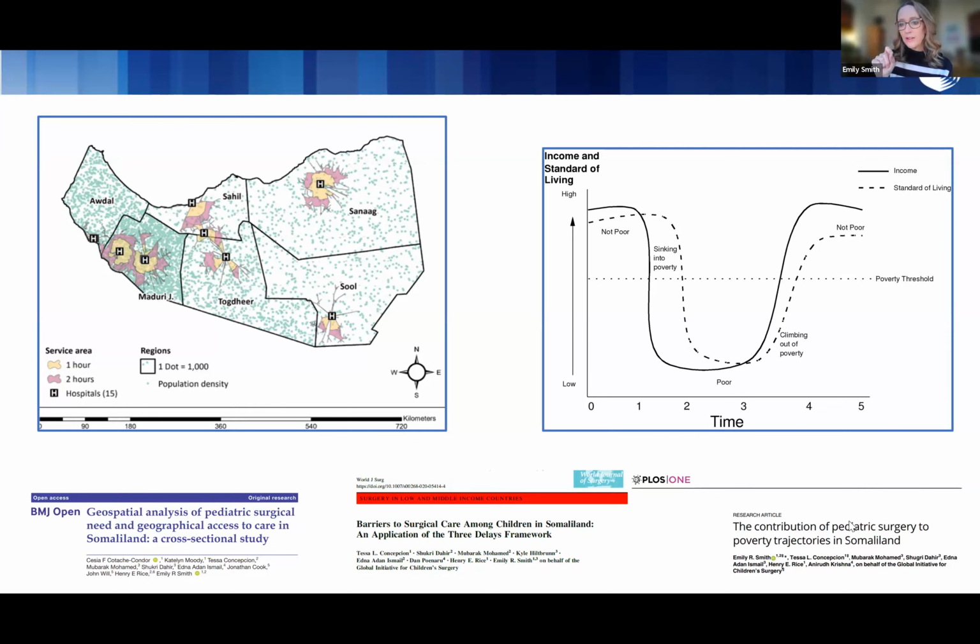Our paper found that those that sink into poverty were more likely to be families that had a child with a surgical need out of all families. I was actually surprised with this. I thought it would be the number of kids they needed to feed in the home or the baseline income, but accounting for all of that, it was having a child with a surgical need that put those families into poverty where they get stuck.